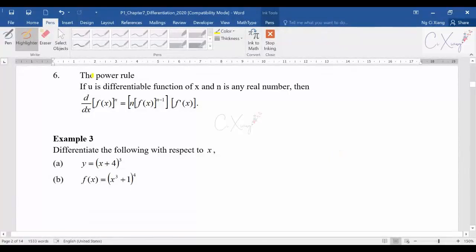So we continue from the previous video where we stopped. We already covered the chain rule. Now, continuing from the chain rule, we'll have the power rule.